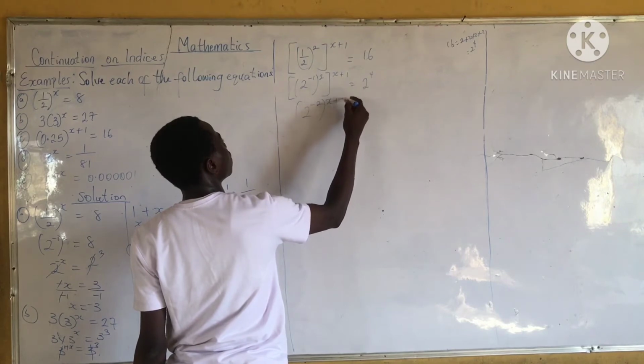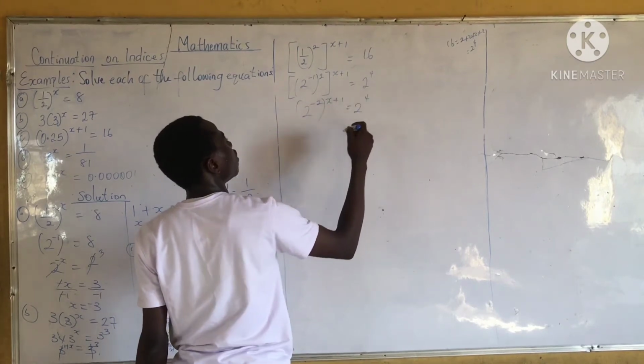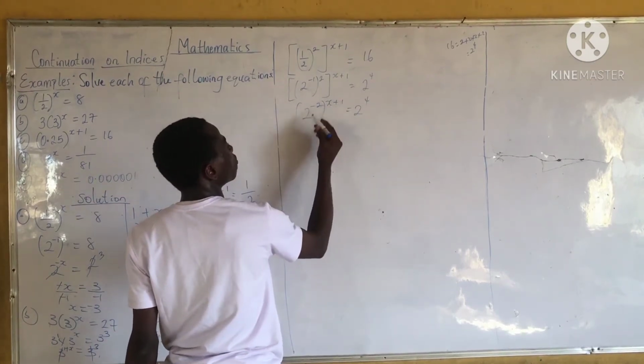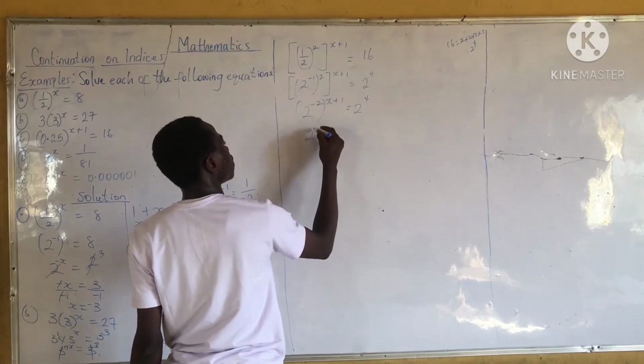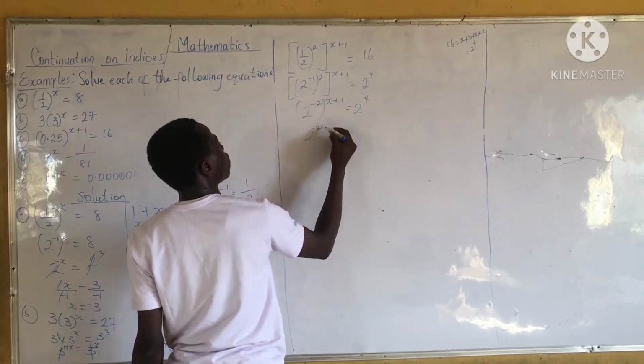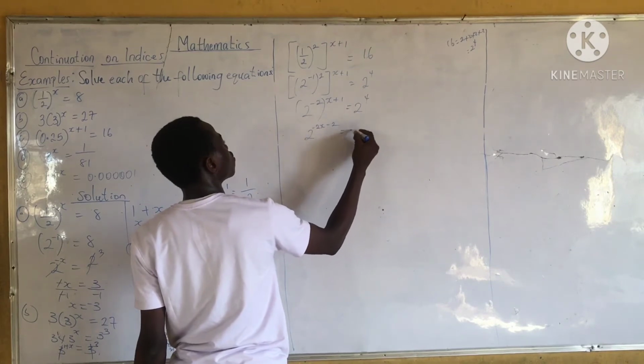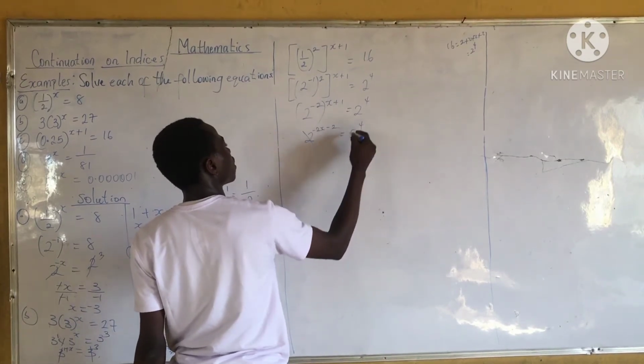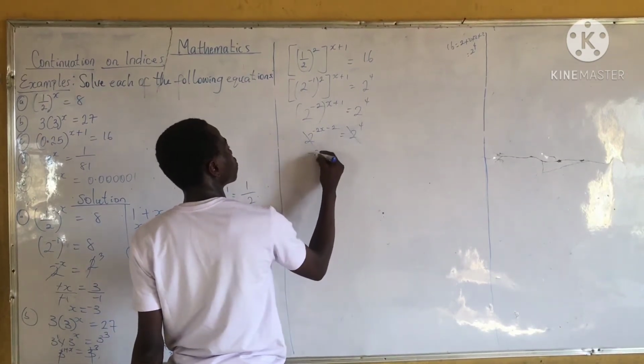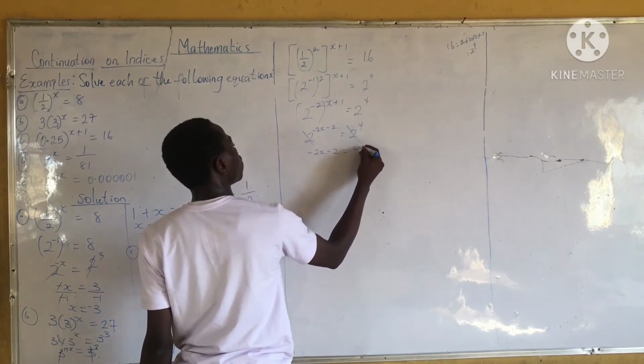Bracket x plus 1 equals 2 raised to power what? 4. So at this point, let's multiply here also. Minus 2 times x equals what? Minus 2x. Minus 2 times 1 will equal what? Minus 2 equals 2 raised to power what? 4. So 2 can cancel 2 at this point now, by saying minus 2x minus 2 equals 4.